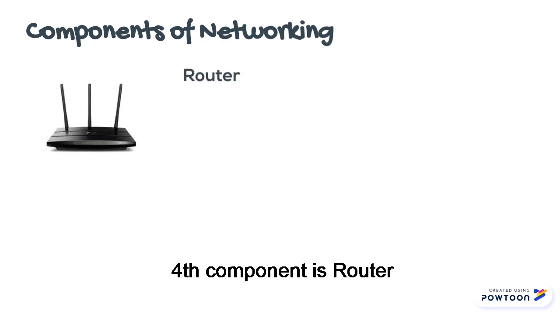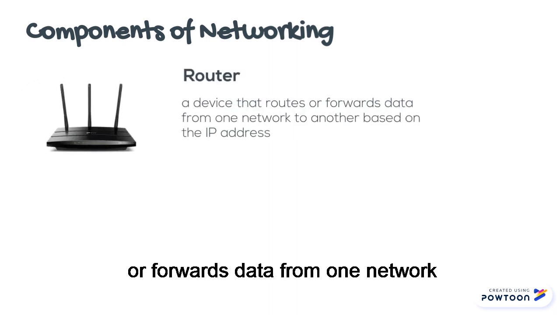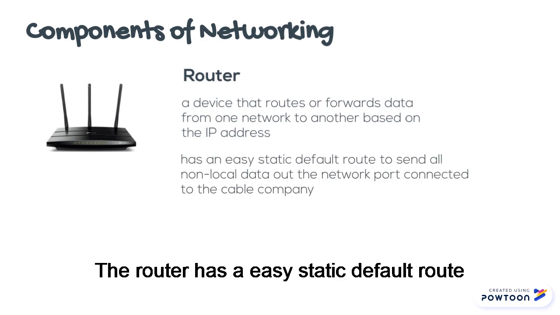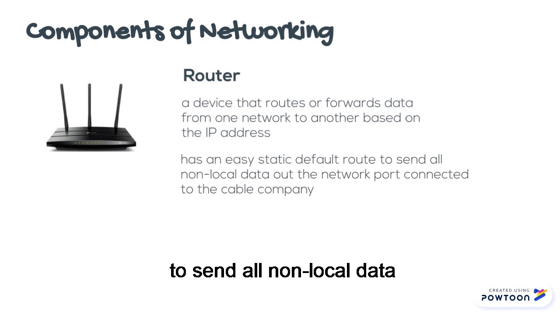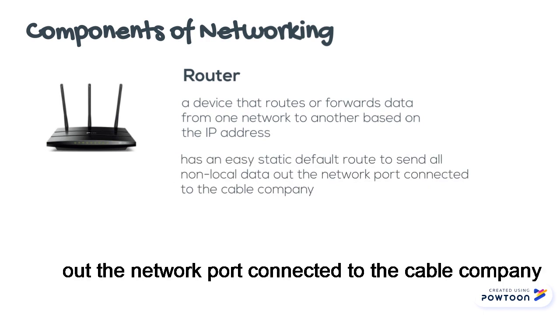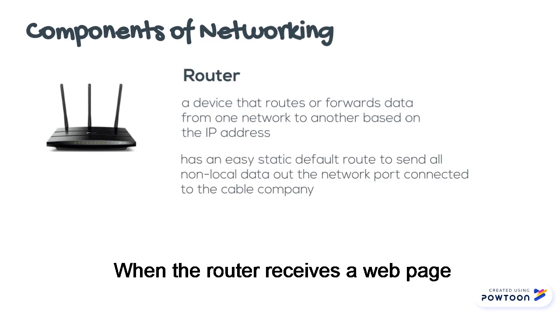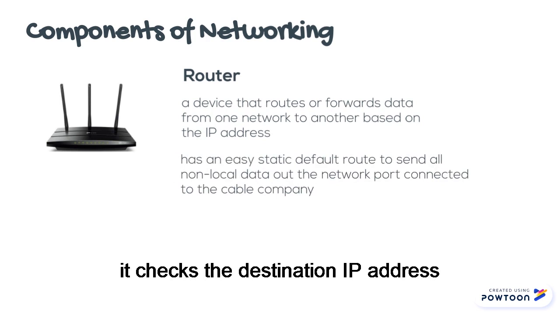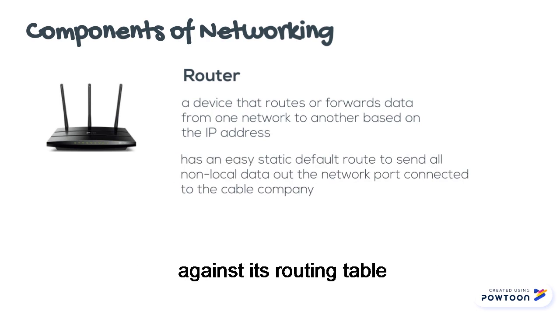Fourth component is router. Router is a device that routes or forwards data from one network to another based on the IP address. The router has an easy static default route to send all non-local data out of the network port connected to the cable company. When the router receives a web-based request from your computer, it checks the destination IP address against its routing table.